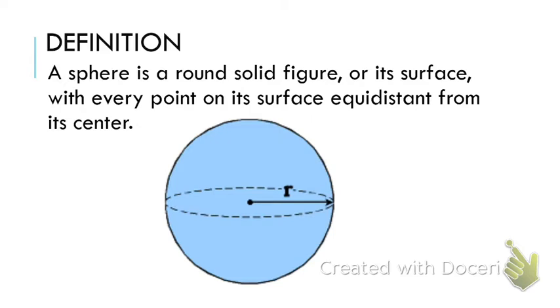Basically, the center point is equidistant to every point on the surface. So, for example, here you see the radius, and a perfect sphere would have the same radius no matter which direction you go, right? It could be coming towards you, it can be going away from you, but it's always going to have the same radius. Okay.